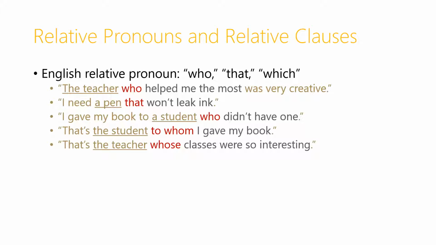I could say, I gave my book to a student who didn't have one. Here, student or a student is the antecedent, who is the relative pronoun, and who didn't have one is the relative clause. Again, I could just say I gave my book to a student, but I add the relative clause to say more about the student. Or I might say that's the student to whom I gave my book. Or I might say that's the teacher whose classes were so interesting.